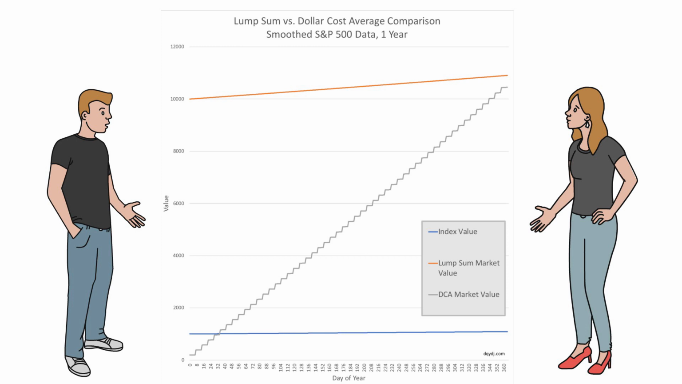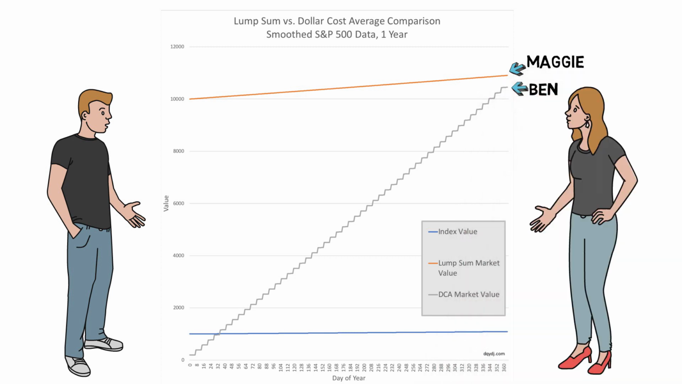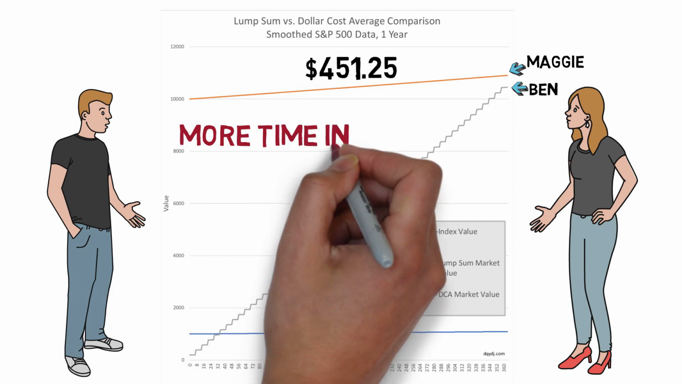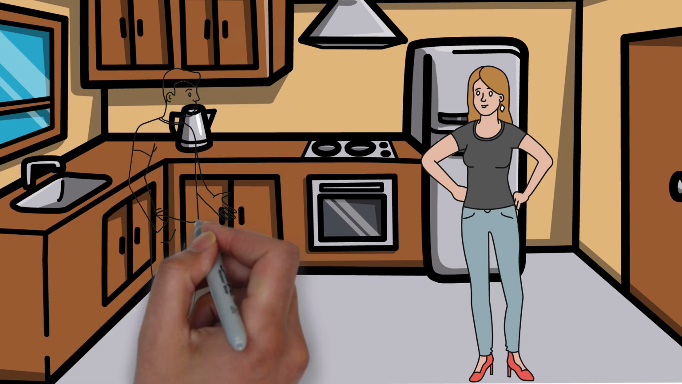Let's imagine in this scenario that the year Ben and Maggie invest is consistent with the average year. The results of Ben's and Maggie's investing strategy show Maggie comes out ahead by $451.25 after the first year because her investments had more time in the market. Maggie and Ben compare their investments and Ben is surprised by how much Maggie outperformed him.